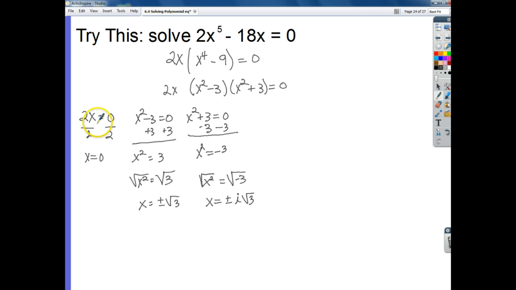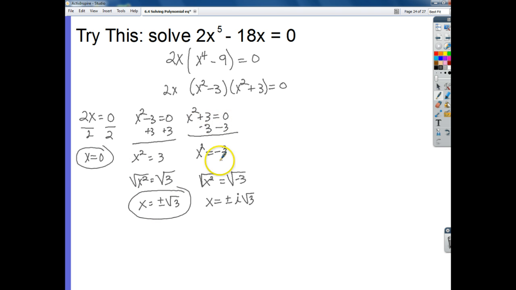We set our factors equal to 0 now. 2x is equal to 0. Divide by 2, we get x is 0. X squared minus 3 equals 0. We set this one equal to 0. We add 3 to both sides. We take the square root of both sides, and on the number side, we don't forget to write plus or minus. We get one solution here, 2 solutions here.